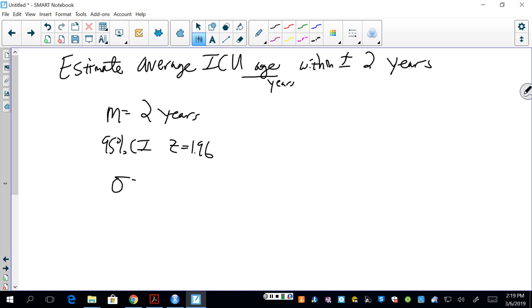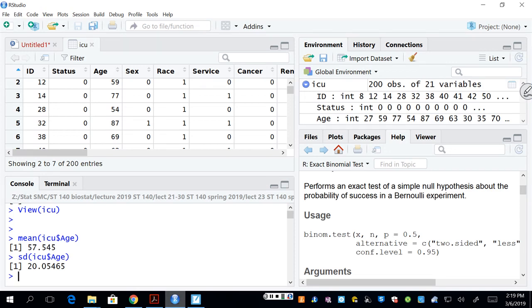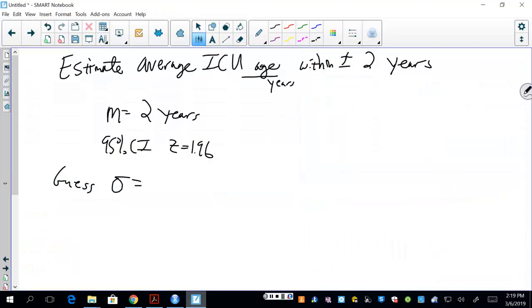And based on these data and our guess at sigma, maybe these 200 were a pilot study. We've got data on 200 people. The standard deviation was about 20. So let's use that for planning purposes. How many people do we need to have if we're going to estimate average age plus or minus 2 years?